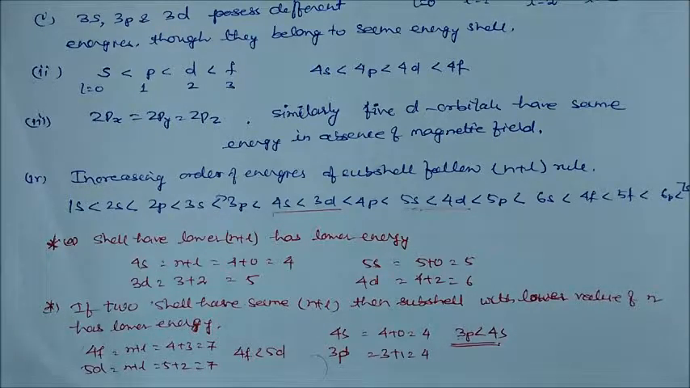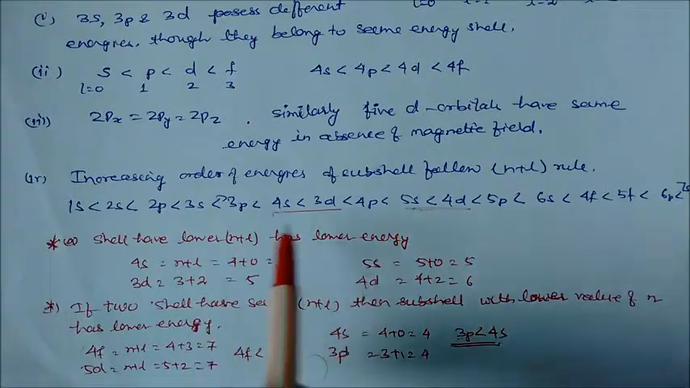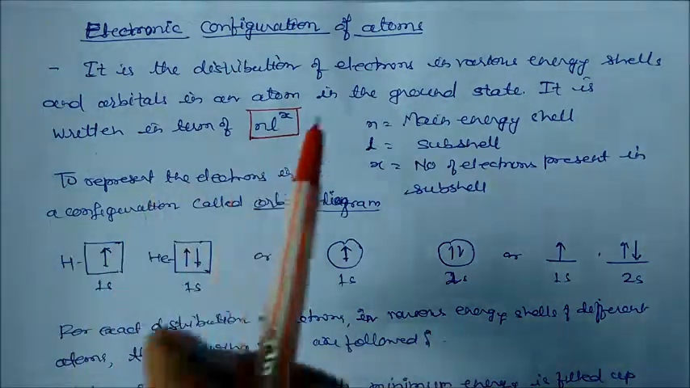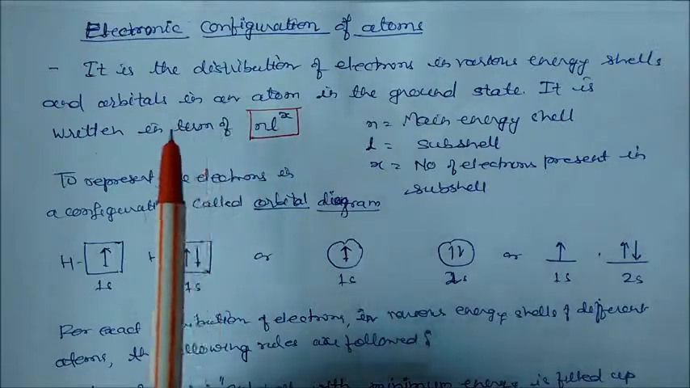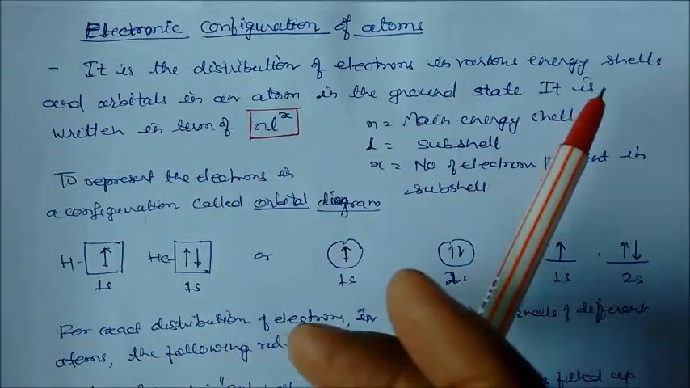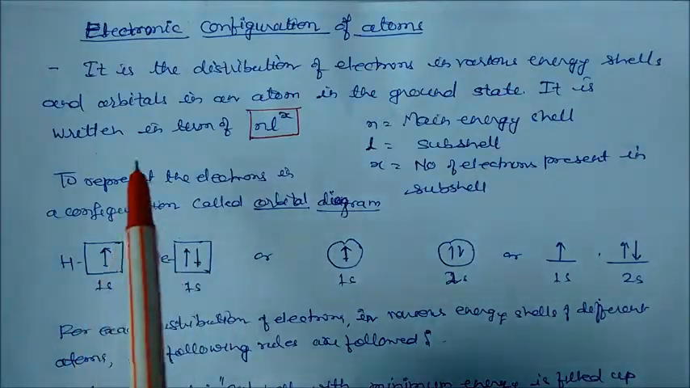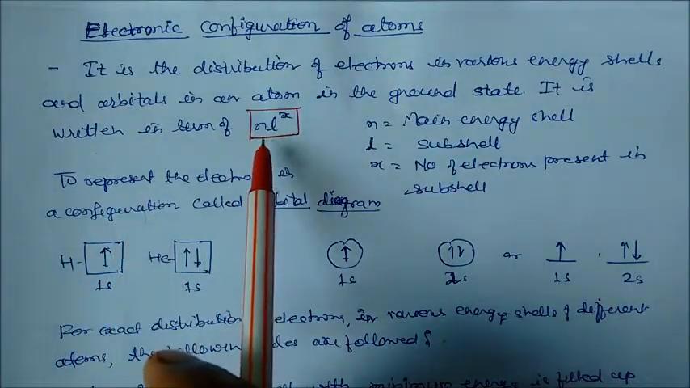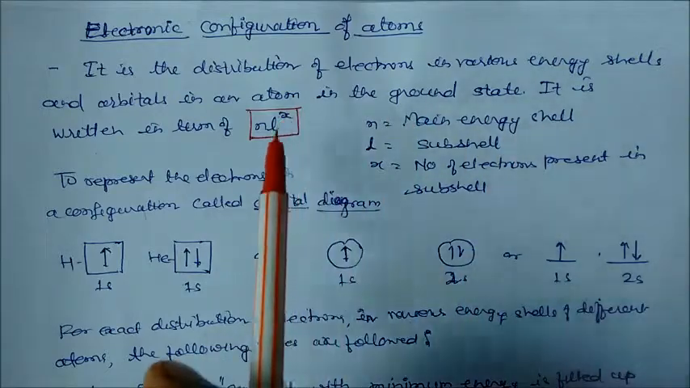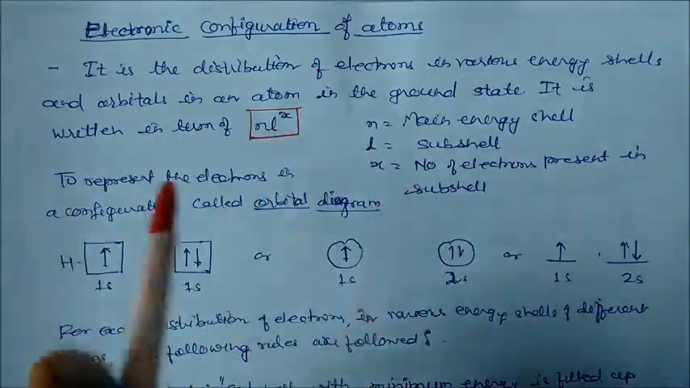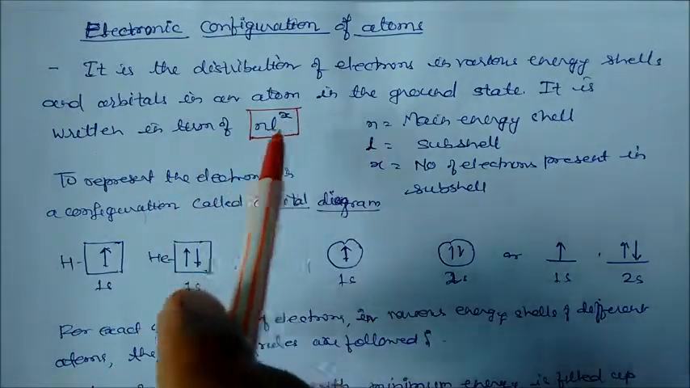So this is basically the differentiation of different energies of the sublevels according to the n plus l rule. Now we'll see the electronic configuration of atoms. What is this? It is the distribution of the electrons in various energy shells and orbitals in an atom in the ground state. It is written in the form nlx. What is n? n is the principal quantum number. l, we know, is the subshell azimuthal quantum number. x is the number of electrons present in the subshell. So nlx is written like this.